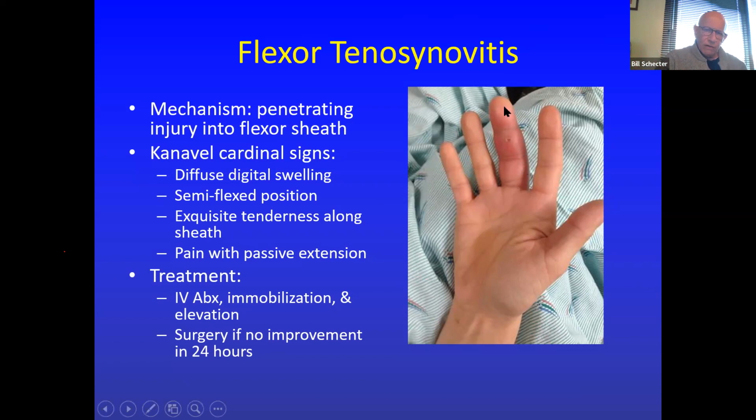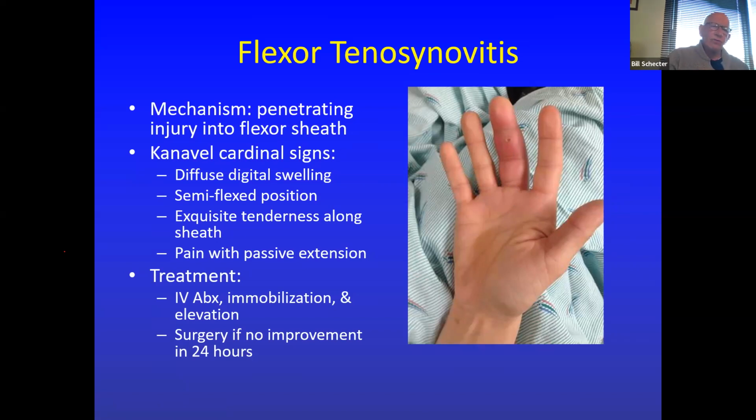If they've got Kanavel's signs: fusiform swelling, semi-flexed position, tenderness along the flexor sheath, and pain with passive extension using that flick test that I showed you, the guy has flexor tenosynovitis.